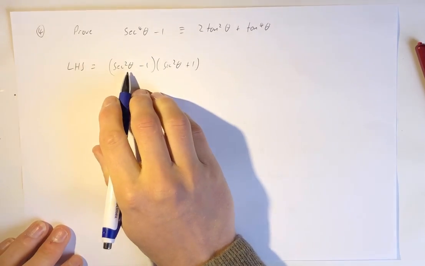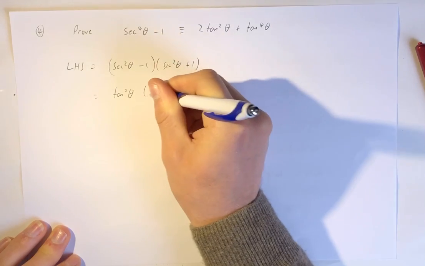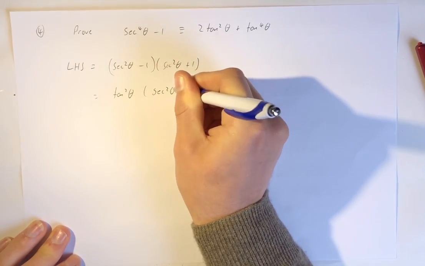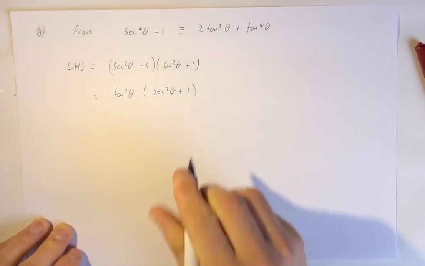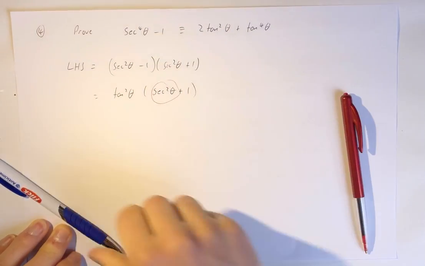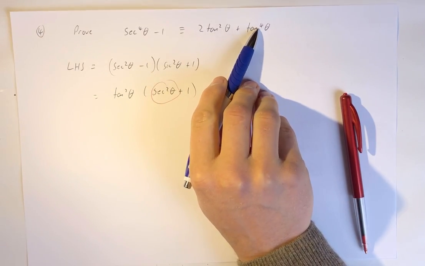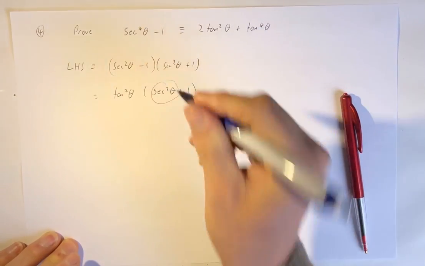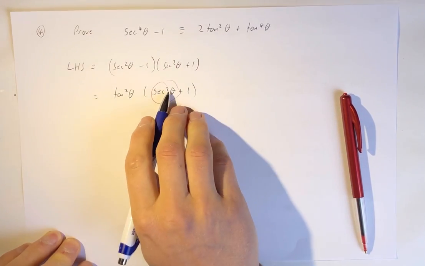Well, sec squared theta minus 1 is tan squared. So it's tan squared theta. Then we have sec squared theta plus 1, and it still remains in that bracket. Now, a little trick here. I'm going to replace sec squared theta. And I'm going to do that because I need to get a really high power of tan, and I've only got tan squared at the moment. So this has to be written in tan, doesn't it? There's no way I'm going to get a high power without replacing this.